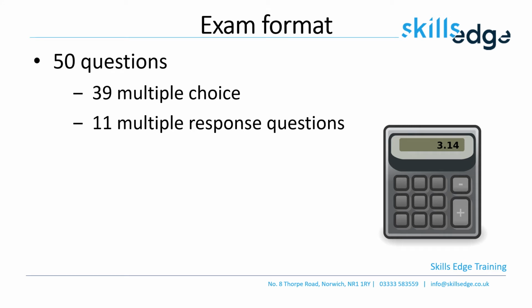Let's start by having a look at the format of the exam. In total, you'll have 50 questions to complete, and a lot of learners think that this must be an easy exam as it has less questions. However, this just isn't the case, and you'll find out why over the next few slides. As with all the CII exams, they will test your application of knowledge, which means the questions are very much scenario based. The first 39 questions will be multiple choice, and the last 11 will be the tricky multiple response questions. And don't forget, you're doing a tax exam, which of course means you must remember to take a calculator to your exam.